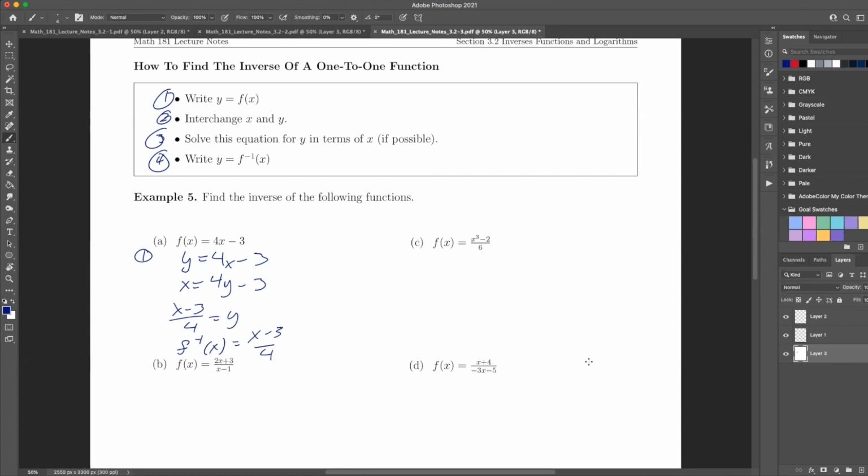I woke up the dogs. Let me open the door so the dogs can go out. Okay, so go ahead and try to do C for me, and I'll do B and D with you. So go ahead and try C. Come on, you two. Come on.